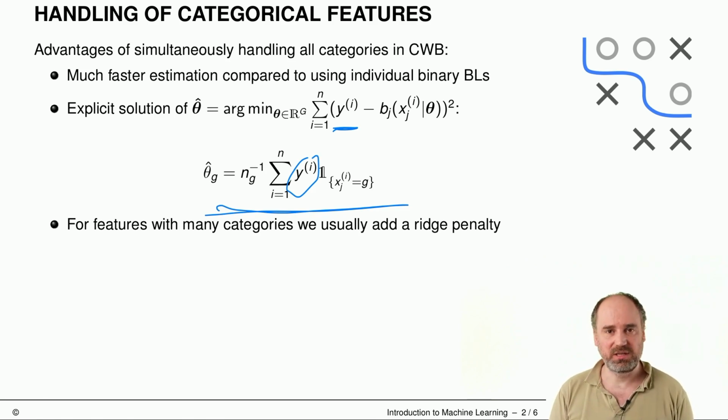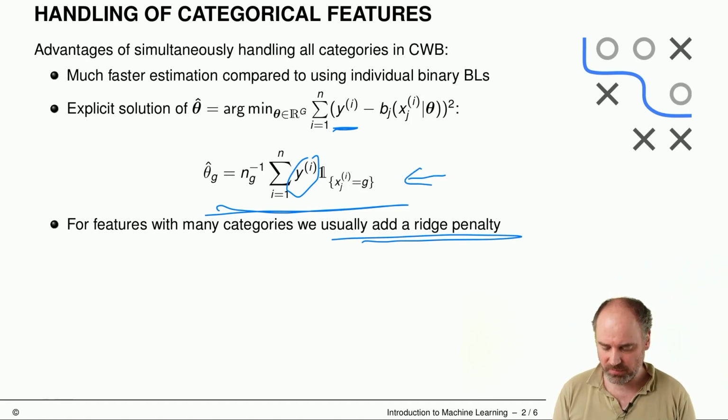And if the categorical feature is quite high dimensional, in the sense that it has very, very many categories, we might also want to add a ridge penalty into the learner. And I hope you still remember that we can then still solve the parameter estimation explicitly, analytically, by going from the normal equation to a version of the normal equations where we have the ridge penalty added in.